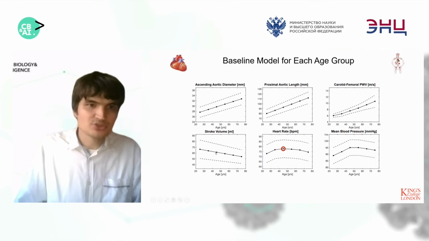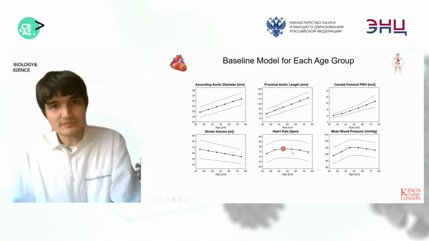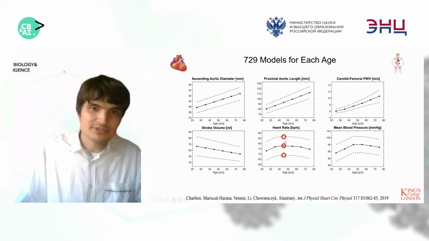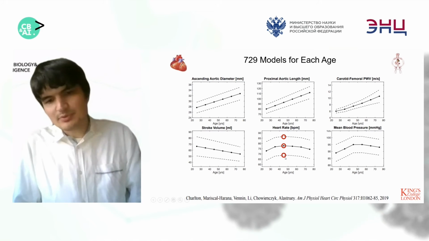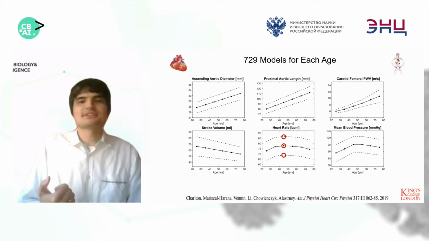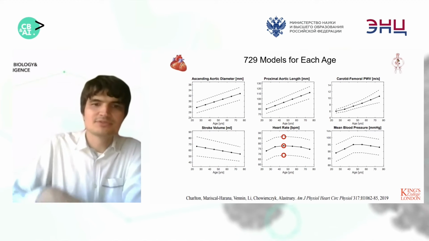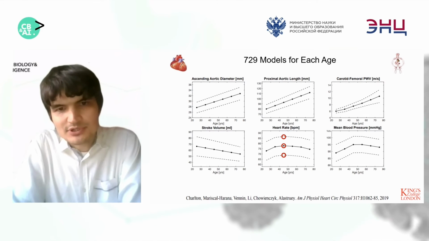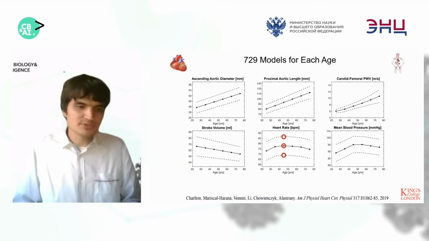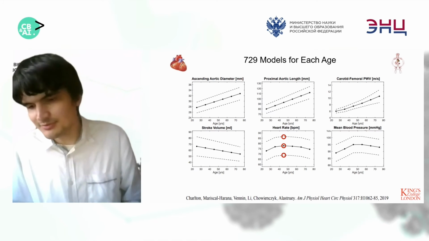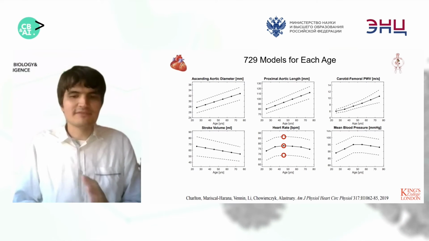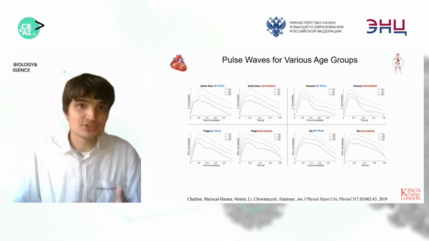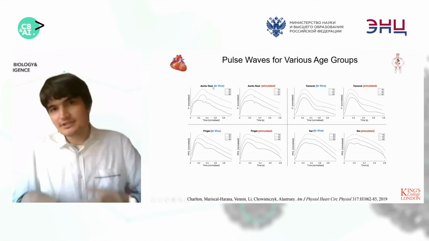So for each age group, we have some average model, and we have 6 age groups. For each age group, we change the parameters. We take the average value of a parameter, then plus standard deviation and minus standard deviation. So we get 6 parameters and 3 values for each. So we got approximately 729 models for each age group, and we have 6 age groups, so we have over 4,000 virtual models. So we calculate a kind of virtual population, and each subject of this virtual population has its own pulse wave: a pressure pulse wave and a blood flow pulse wave.